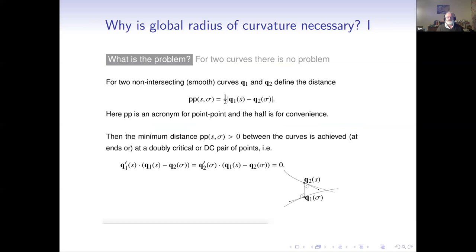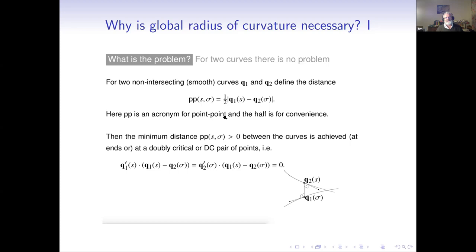Okay, so what's this global radius of curvature idea and why is it necessary? What's the problem? For two curves, there is no problem. So for two non-intersecting smooth curves, Q1 and Q2, we take the distance between a point S and a point sigma, and then we make this mapping. These are the arc lengths and those are the vectors. So we're going to define the distance between a point Q1 and a point Q2 on the second curve. I'm a strange person, so instead of taking the norm, I'm going to put a half in front of it. Why not? And this notation PP is going to come back, because it's a point-point distance.